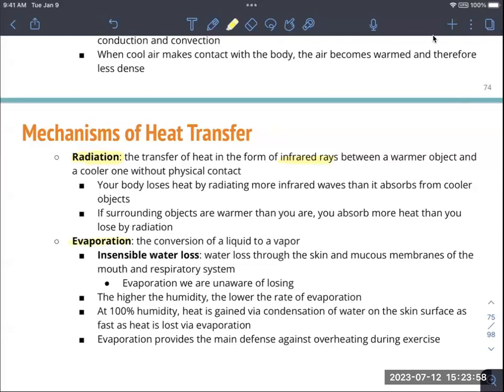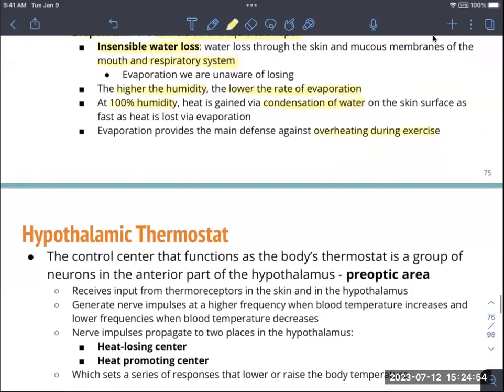There's also evaporation, the conversion of a liquid to a vapor. This is our insensible water loss that we lose through insensible perspiration. We will lose it through the mouth and through the respiratory system. We're unaware that we're losing this water. If you're in a place that has higher humidity, the evaporation rate is lower. When you're in 100% humidity, we gain heat via condensation of water. We sweat it, or water can collect onto your skin, and we gain heat that way. This is how we prevent overheating during exercise, through the evaporation of water off of our skin surface.